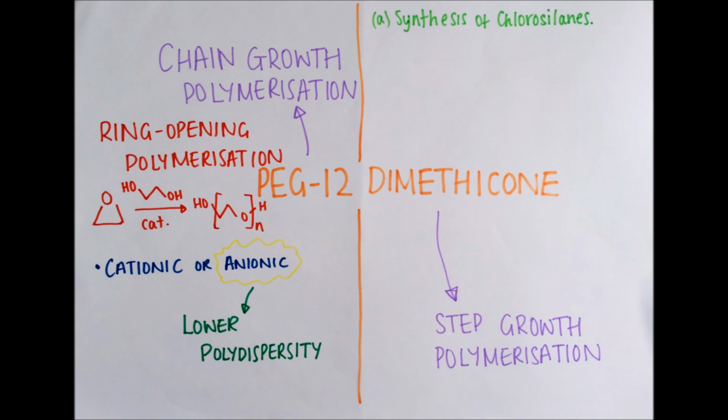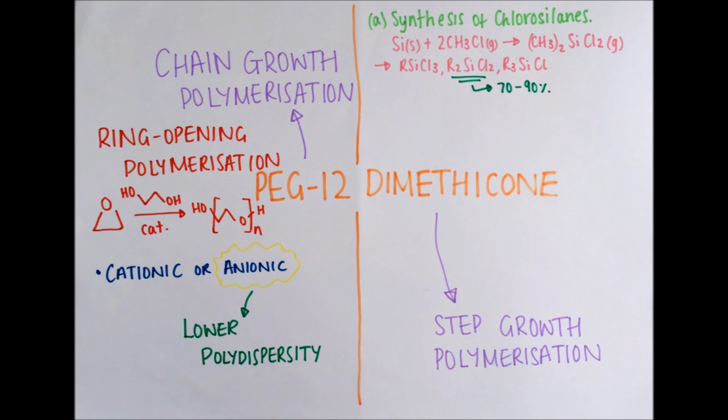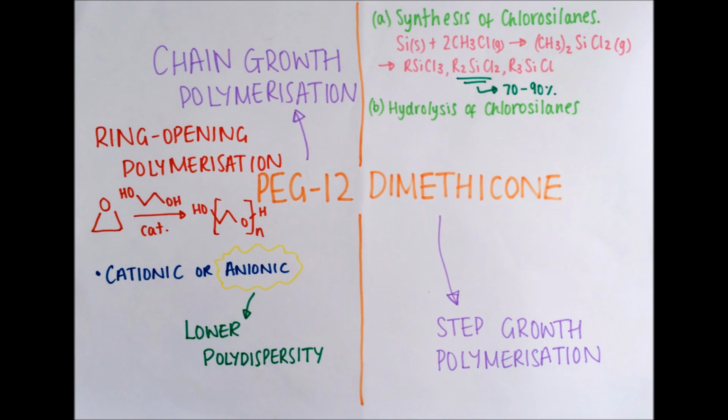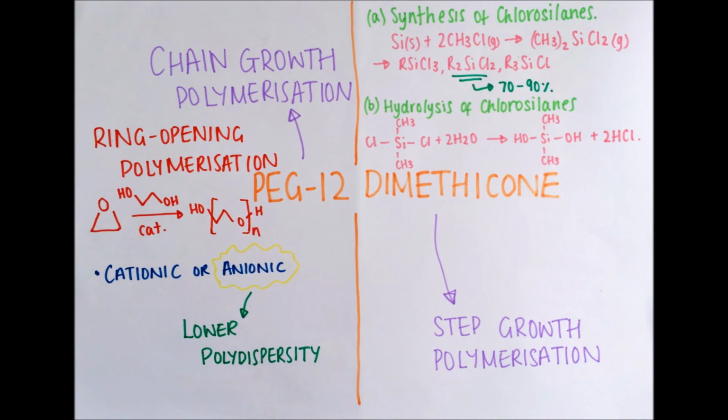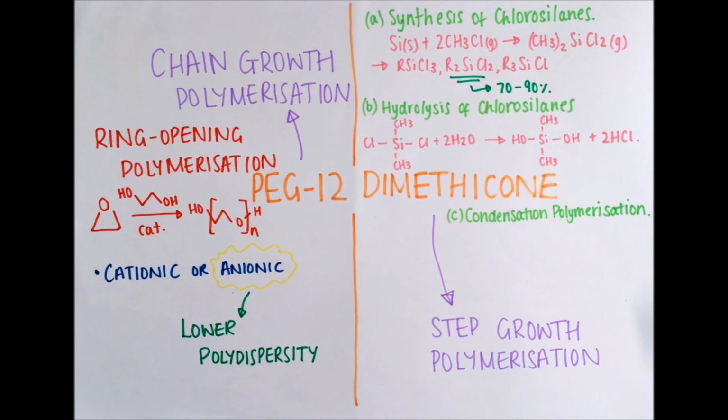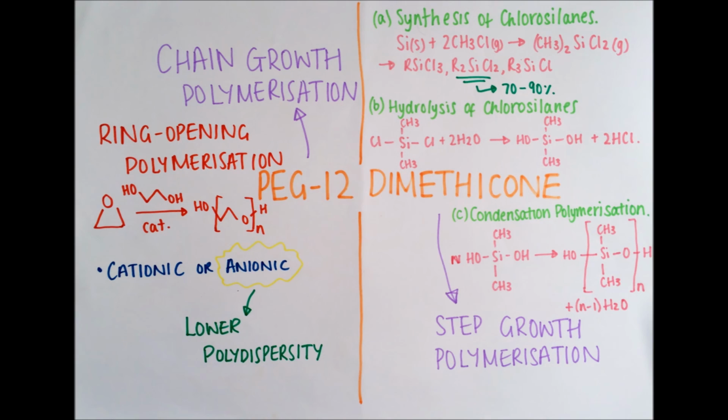The first step of the polymerization of dimethicone is the synthesis of chlorosilanes. This is followed by the hydrolysis of the chlorosilanes to produce disilanol, the monomer used for dimethicone. The final step is the condensation reactions between the disilanol monomers to form the polymer chain.